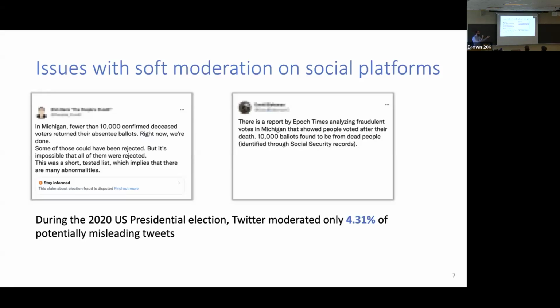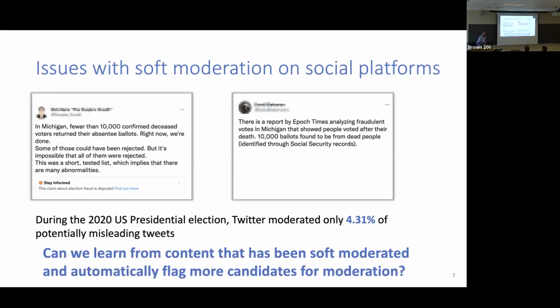And why is that? We tried to understand that, and I'll show you some statistics later, but we believe this is heavily human-driven. There are human moderators who have to actually check and put these labels, and obviously they have limited resources. So what we wanted to understand is, can we learn from content that has been soft moderated already, let's say this post, and automatically flag more candidates for moderation?